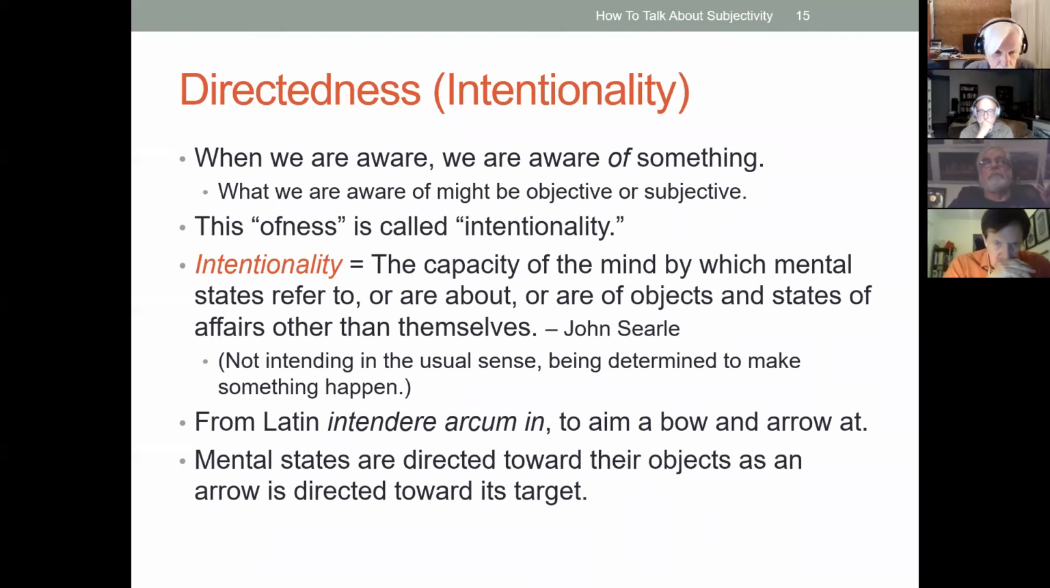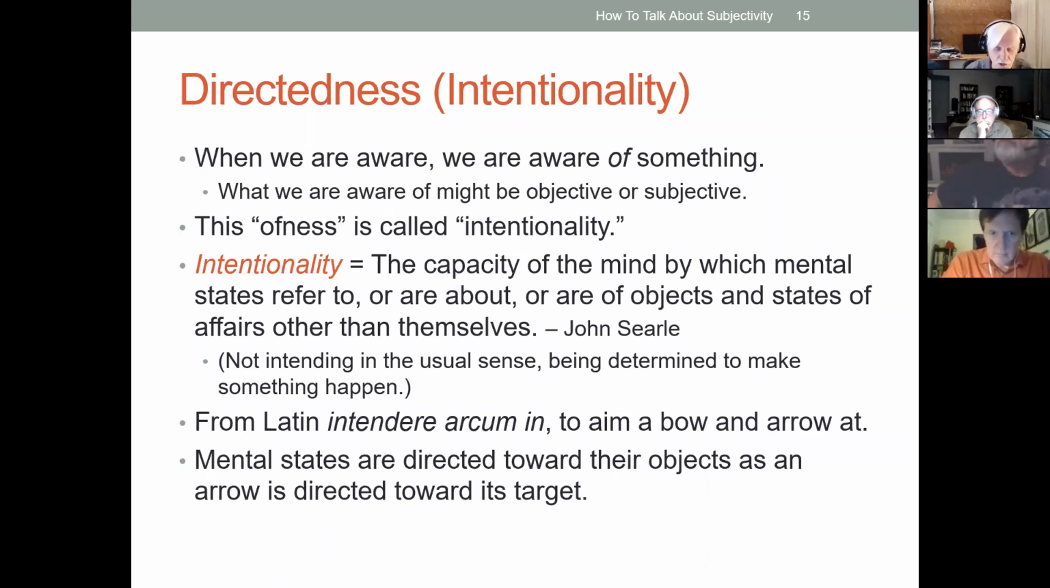So intentionality, and this does not mean I intend to go to school tomorrow or whatever. It's the capacity of the mind by which mental states refer to or are about or are of objects and states of affairs other than themselves. So we have a mental state of being conscious, and in this state, we're conscious of stuff. It comes from a Latin phrase meaning to aim a bow and arrow. So we could say that mental states are directed toward their objects, sort of like an arrow is directed toward its target.